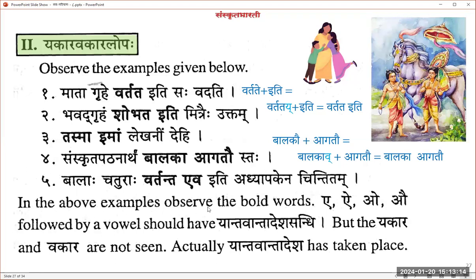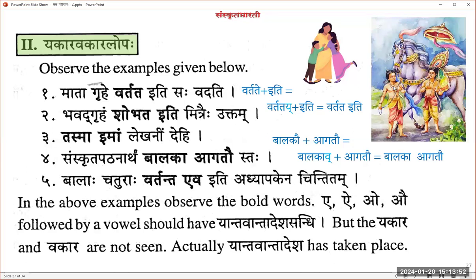In the above examples, observe the bold words: e, ai, o, au. Observe the bold words. Okay, we observed it already. E, ai, o, au, followed by a vowel, should have had yanta desha, vanta desha sandhi. But the yakara and vakara are not seen. Actually, yanta vanta desha has taken place. See, in fact, they even deleted anta here. Another name, yanta vanta desha. Okay, so it has taken place.